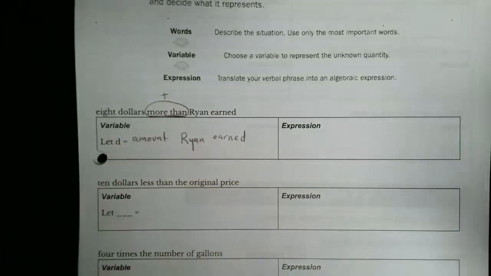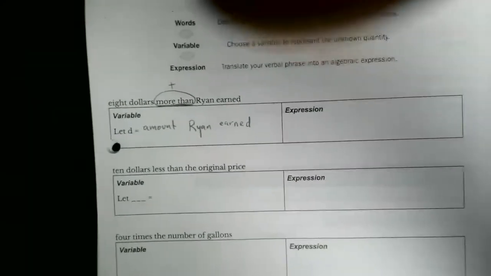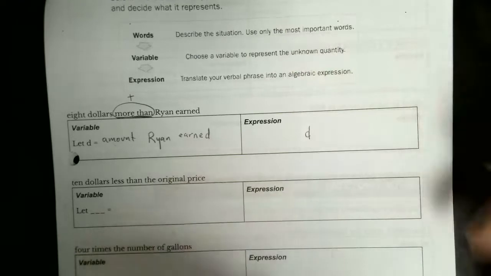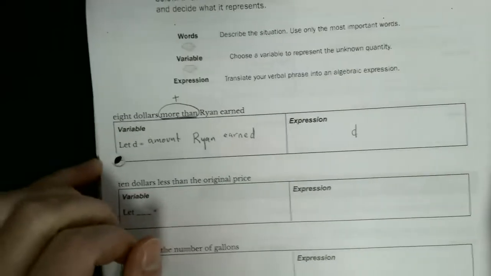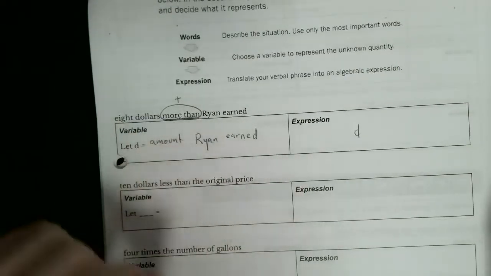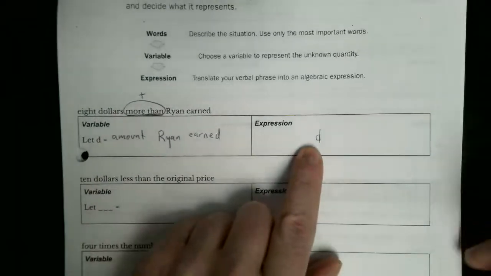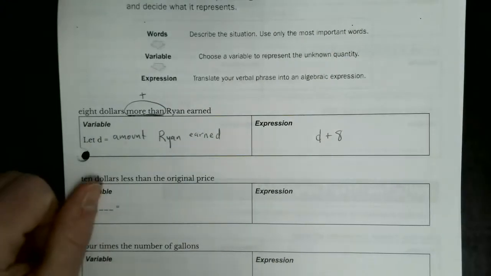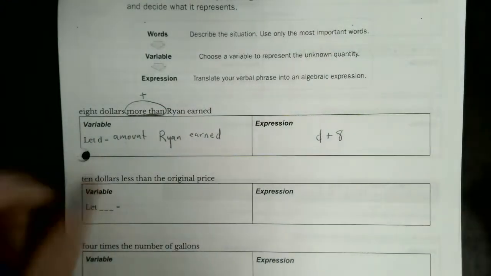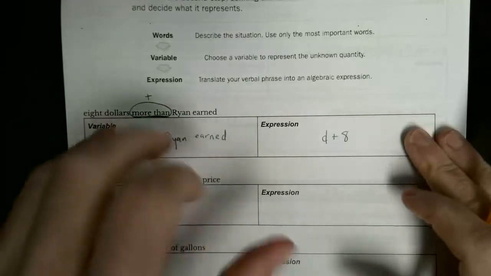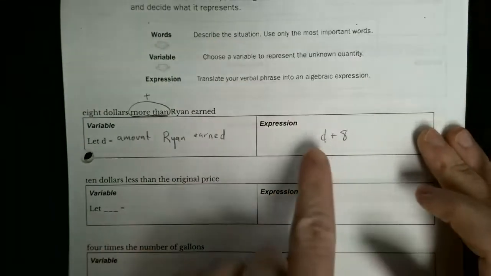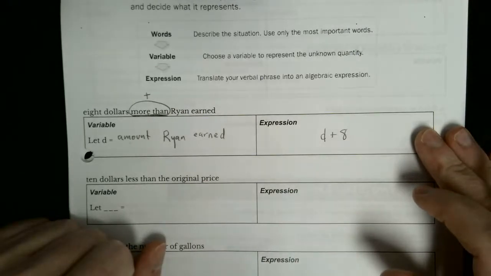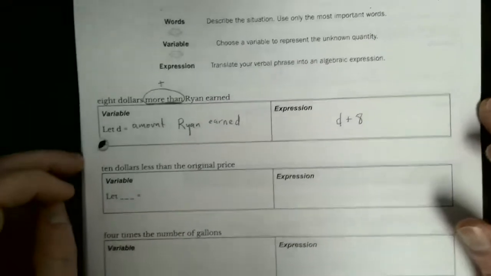So now we're going to write the expression. I'm going to start with my variable D. I like to start with the variable D. That's what Ryan earned. Our expression needs to show $8 more than what Ryan earned. Well, here's what Ryan earned plus 8. That's going to be $8 more. That's the expression. D plus 8. So we're just taking a sentence or a phrase and we're using it to write an expression. This expression means $8 more than what Ryan earned. That's a good one. Let's try a couple more.